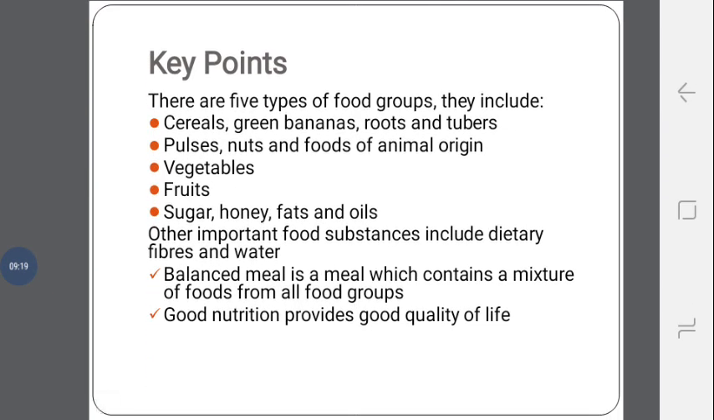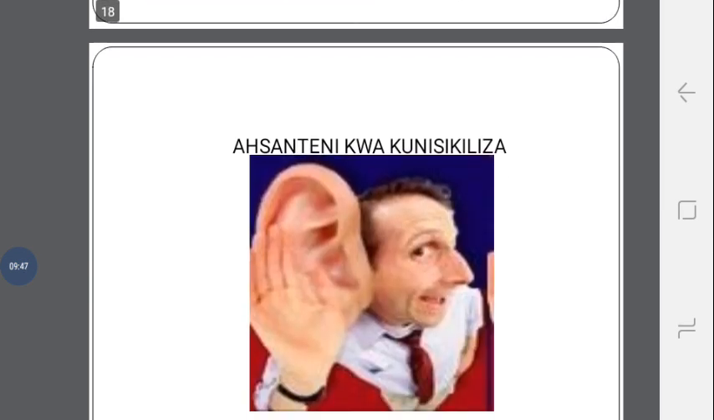Before ending this session, we have key points. There are 5 types of food groups. They include cereals, green bananas, roots and tubers; pulses, nuts and foods of animal origin; vegetables; fruits; sugar, honey; fats and oils. Other important food substances include dietary fiber and water. A balanced meal is a meal which contains a mixture of food from all food groups. Good nutrition provides good quality of life.